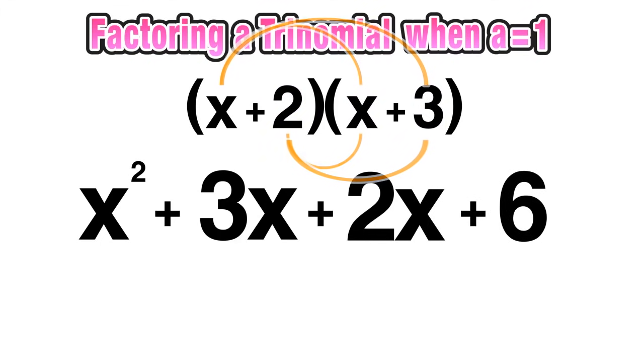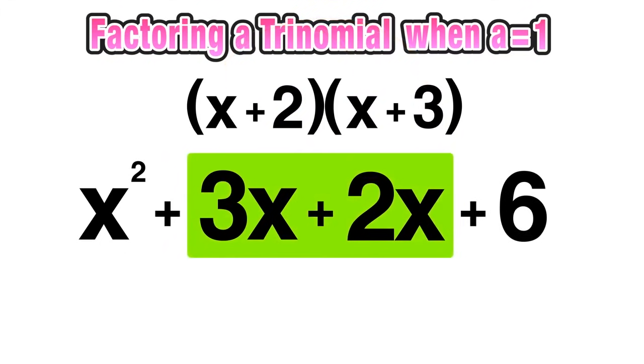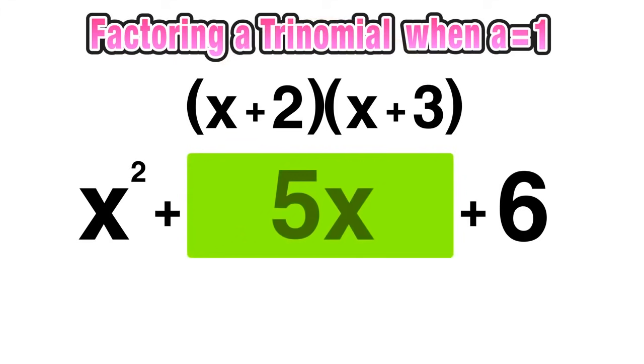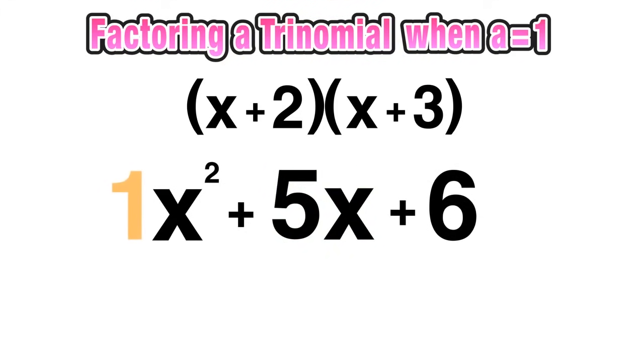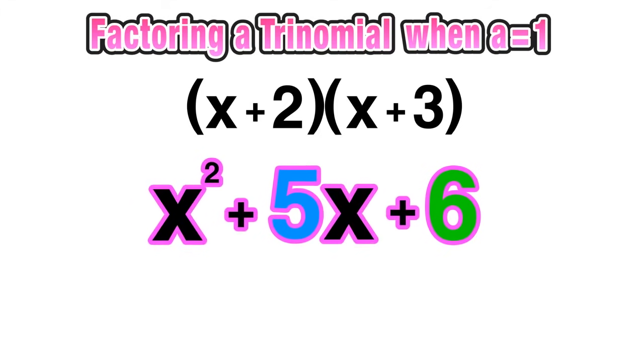Notice that 3x and 2x in the middle are like terms, which we can combine. 3x plus 2x equals 5x. Now we can rewrite this as a trinomial, where a equals 1, b equals 5, and c equals 6. Again, we're not going to put the 1 in front of the x squared. So now we have the trinomial x squared plus 5x plus 6.